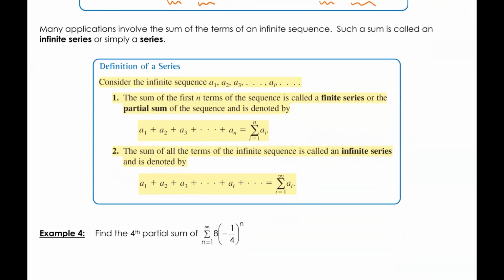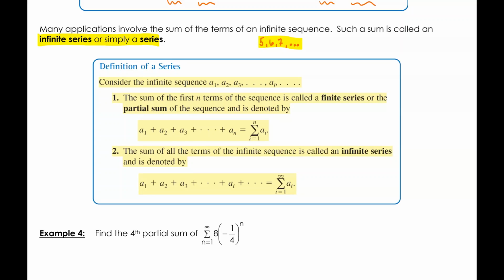There are numerous applications that involve summing the terms of an infinite sequence. Remember that in an infinite sequence, we would start at whatever number it is, and then we wouldn't end. It would just continue the pattern, and we would denote that with a dot, dot, dot. These kinds of sums are called infinite series, or just a series, whenever you see that dot, dot, dot, or the upper limit is infinity.